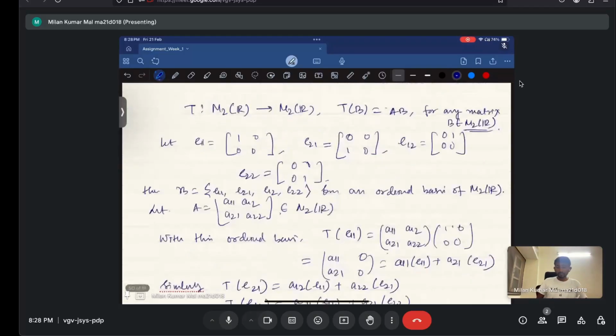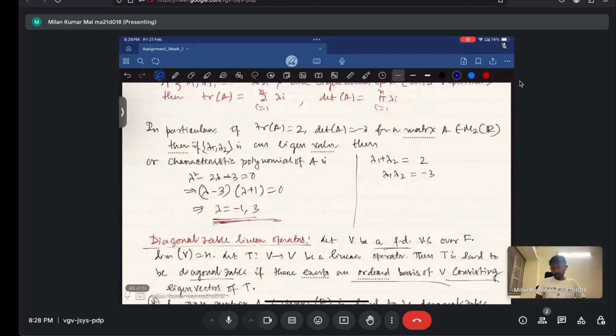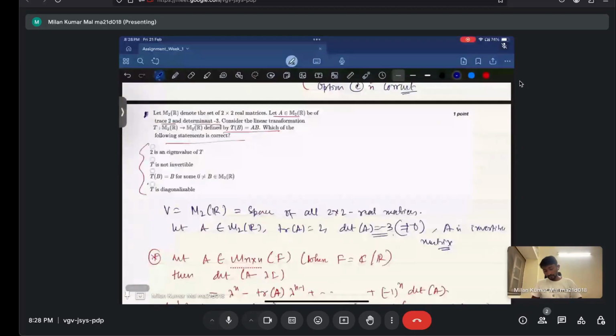Okay, so now let's get back to the options. T is diagonalizable, that we have seen. 2 is an eigenvalue, that is false because -1 and 3 are the only eigenvalues. T is not invertible, that is also false because none of the eigenvalues are 0, so T is invertible. And the third option, that TB equals B for some B not equal to 0, will happen only when 1 is an eigenvalue, but 1 is not an eigenvalue, -1 is, so this option is also incorrect. So let's go to the next problem.